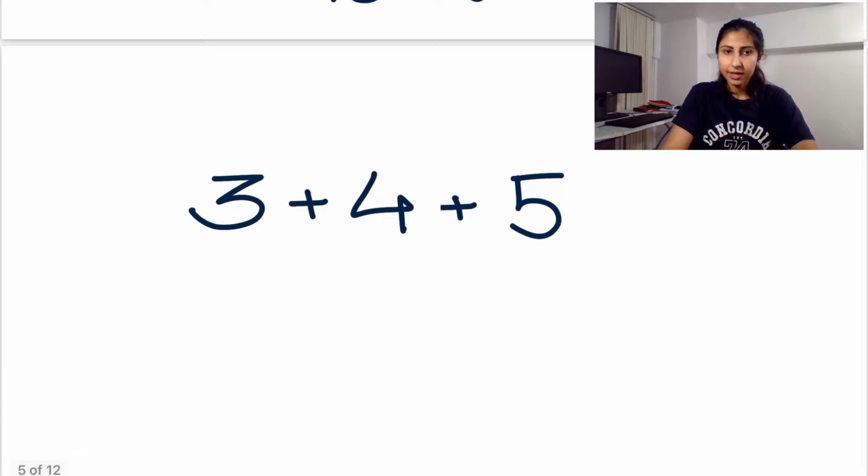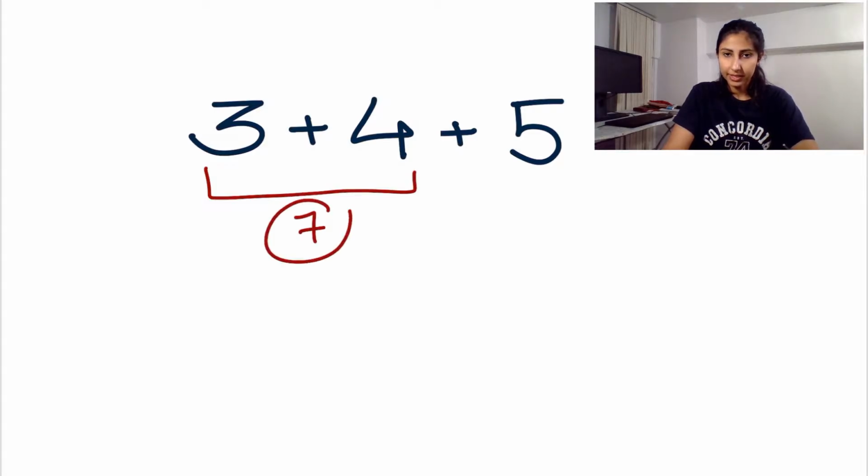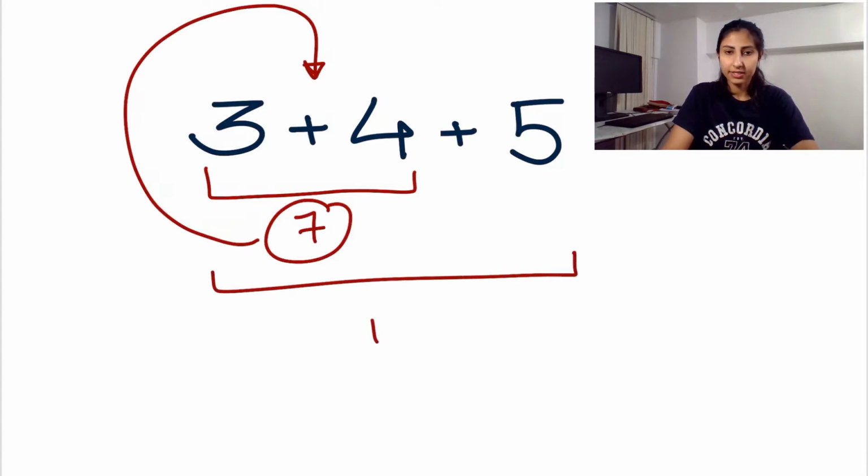evaluated. Suppose we have a simple expression 3 plus 4 plus 5. This is evaluated from left to right. What that means is that first 3 plus 4 is evaluated, then that value is returned in its place. So 7 is returned in the place of 3 plus 4. Then 7 plus 5 is evaluated and 12 is returned in its place. So the final value of the expression is 12.